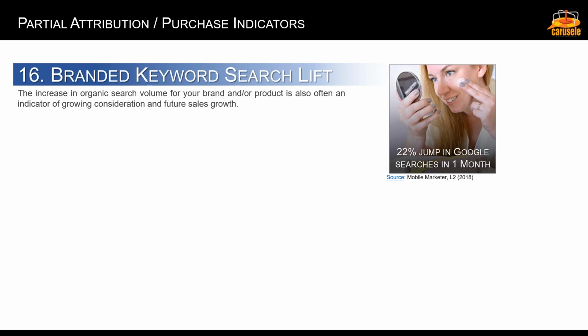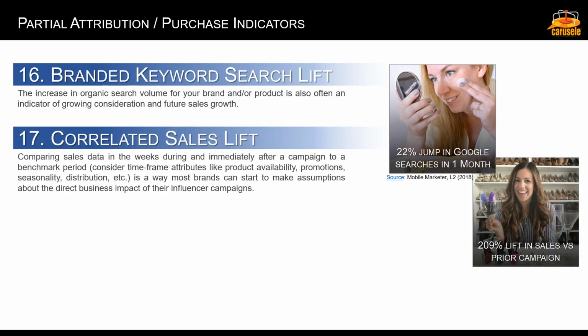It goes back to the partial attribution I measured, where some people are just going to Google. That's what they saw for Olay, a nice jump in Google searches. So if you can set up to measure that, it is a very interesting, very good way to measure the impact of an influencer program.